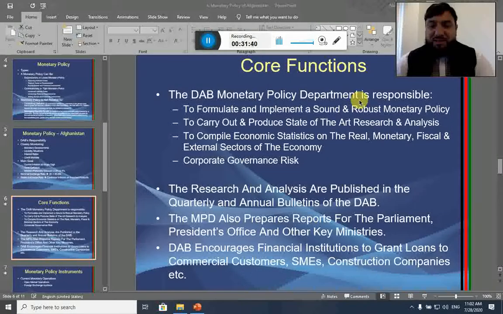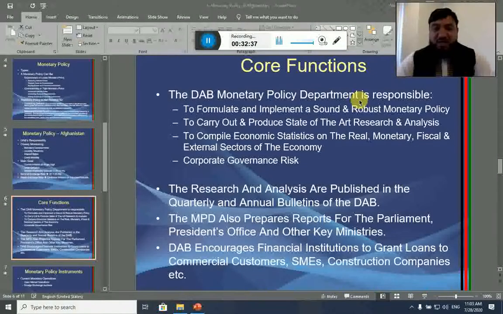The research and analysis are published in the quarterly and annual bulletins of the Central Bank of Afghanistan, and this is the job of the Monetary Policy Department. The Monetary Policy Department also prepares reports for the Parliament, the President's Office, and other key ministries, and all of them are published. There are two types of publications: specific and general. General publications are on a quarterly and annual basis, published in bulletins, available online and also at the Afghanistan Bank. So everybody can go and get those bulletins and read that information. But specific information goes to certain offices like the Parliament, the President's Office, and other key ministries, and this information is not available to everybody.